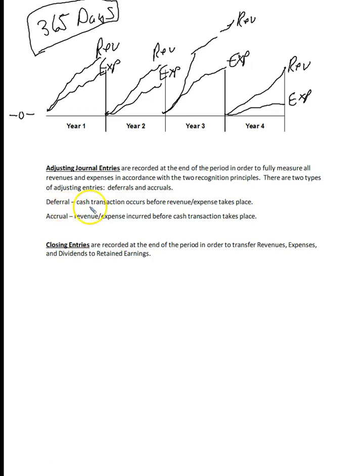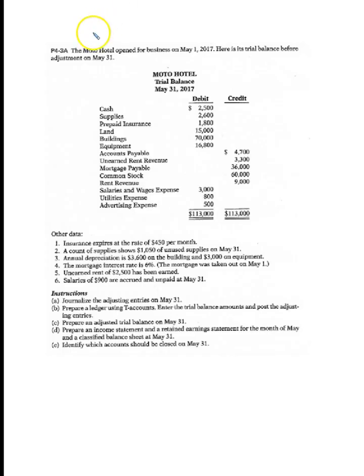Deferrals are created because the cash transaction takes place before the revenue or expense does. Accruals take place because revenue or expense is incurred before the cash flow occurs. I'll give you examples of that in our demo problem. Our demonstration problem that I'm going to use is problem 3.